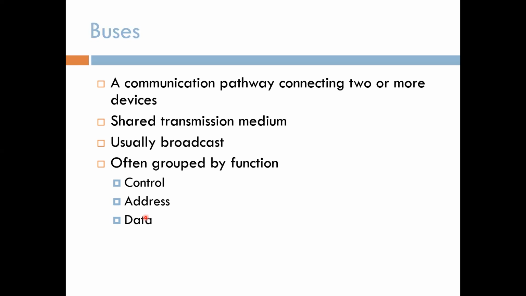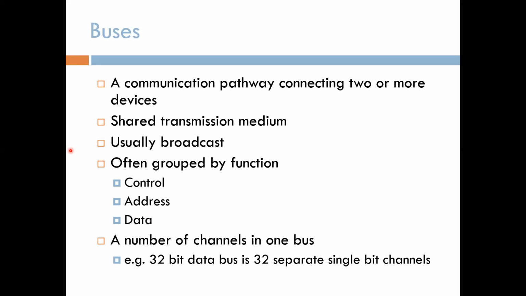It's often grouped by function, so you could have control, address, and data type buses. So it may be multiple type buses, and of course you may have different channels, a number of channels in one bus as well. For example, you may have a 32-bit bus. This is the amount of data that a processor can process at a time. So if you have a wider bus than that, that's better. You may hear of 8-bit, 16-bit, 32, 64 bits, and so on, and it's basically the number of channels within that bus structure.